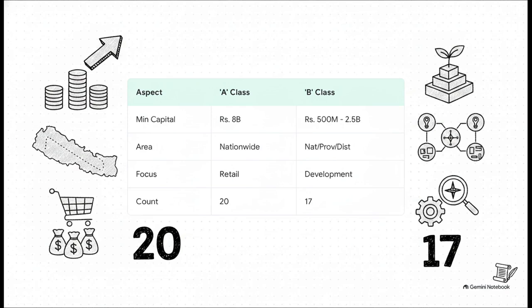If you're trying to build a mental map for an exam, this table hits the nail on the head. Look at the minimum capital A-class commercial banks need. A whopping 8 billion rupees right out of the gate for nationwide retail. B-class development banks scale from 500 million up to 2.5 billion based on their region. And check out the count for 2026, we're looking at 20 A-class banks and just 17 B-class banks remaining.